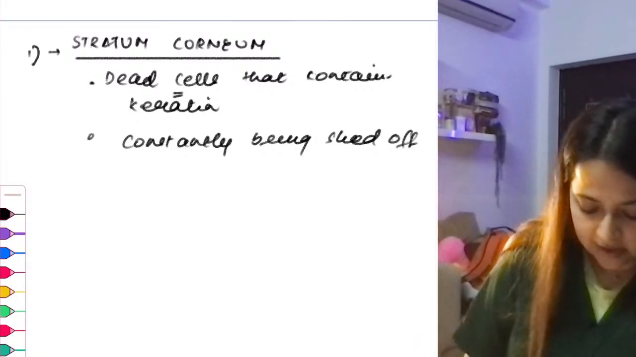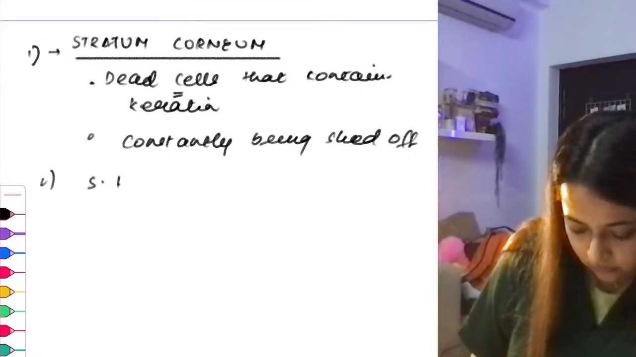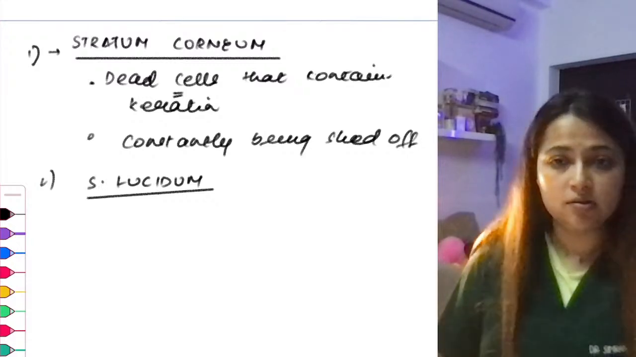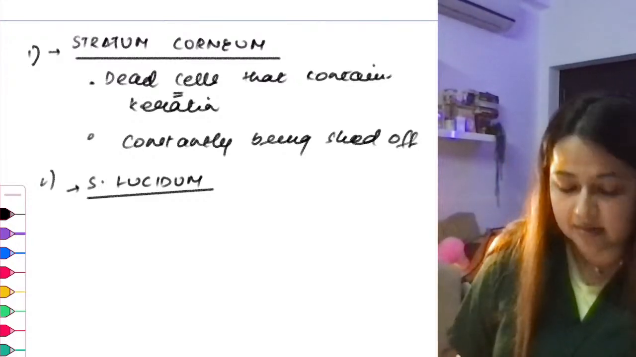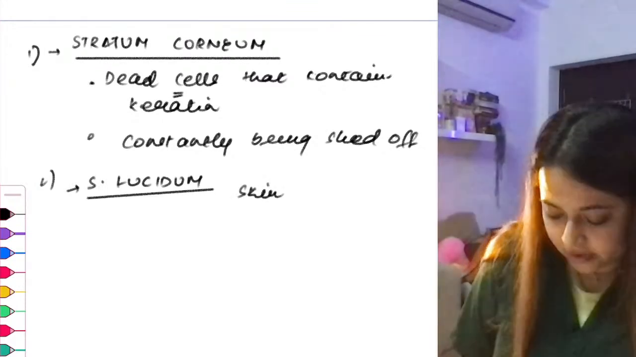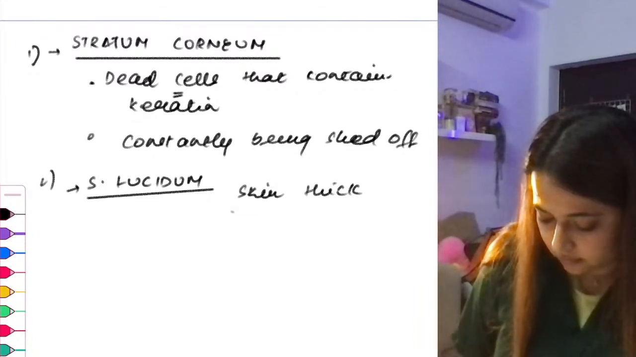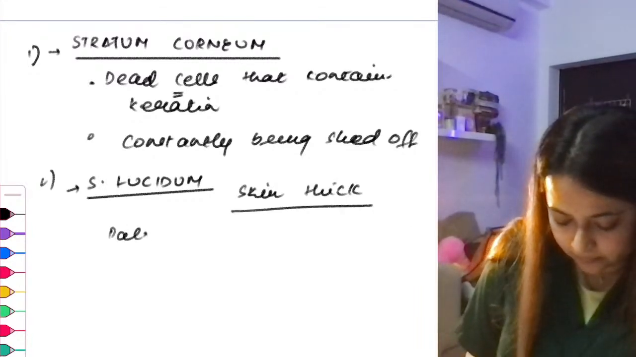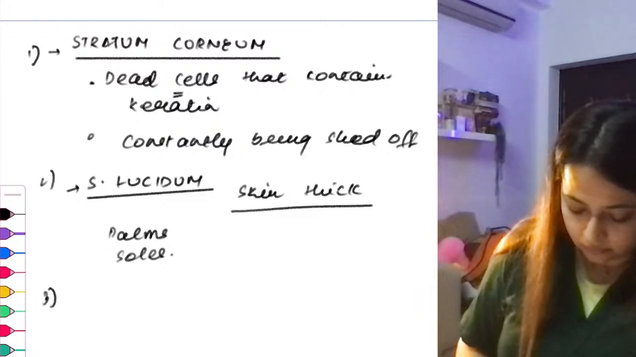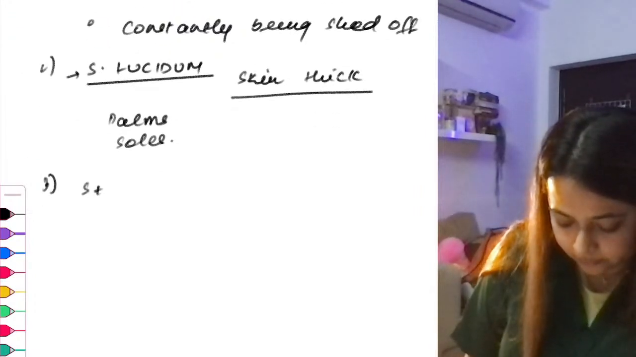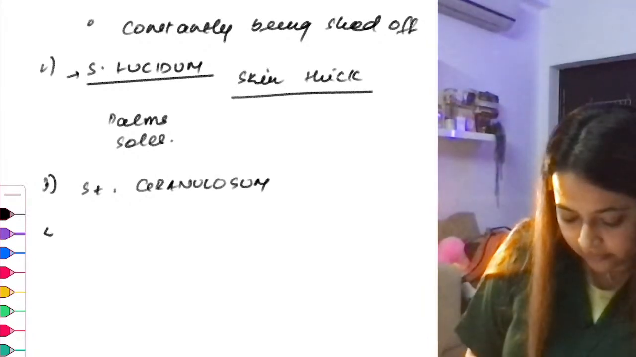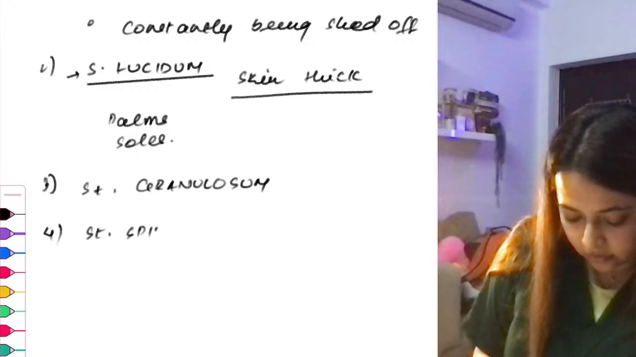Alright. Moving on to the second layer. We have something known as stratum lucidum. Now the importance of this layer of the epidermis is that this stratum lucidum is present at places where the skin is very thick. For example, the skin of palms and soles. Then talking about the third layer, that is stratum granulosum. The fourth is stratum spinosum.